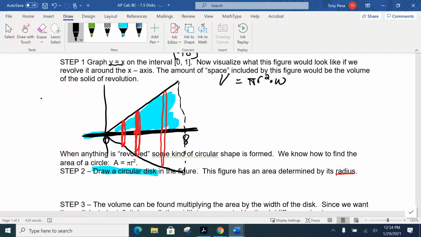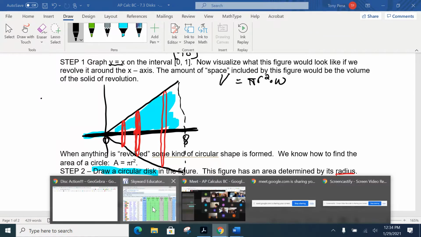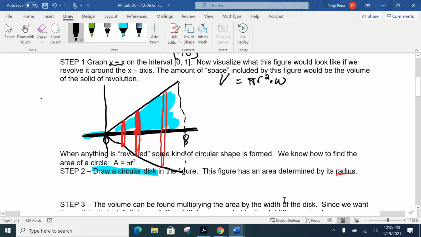I'm going to try one more time, see if it came back to me. Nope, still spinning. So what we're going to do in order to get the volume of that entire shape is add all of these circles with their width. So basically the discs.